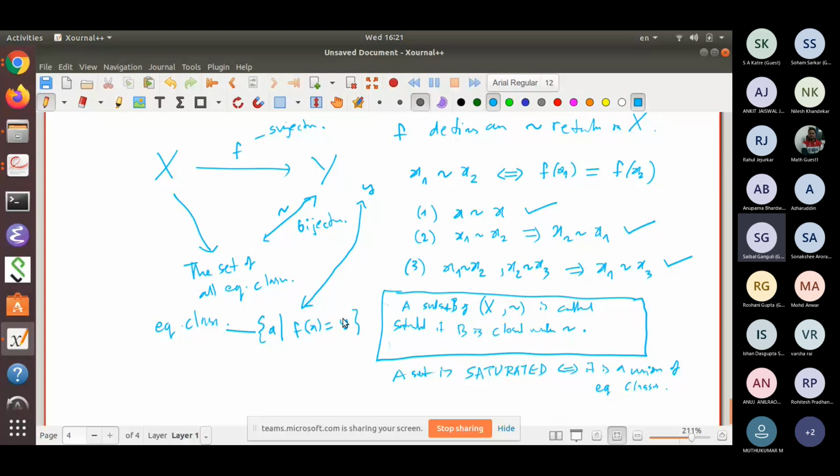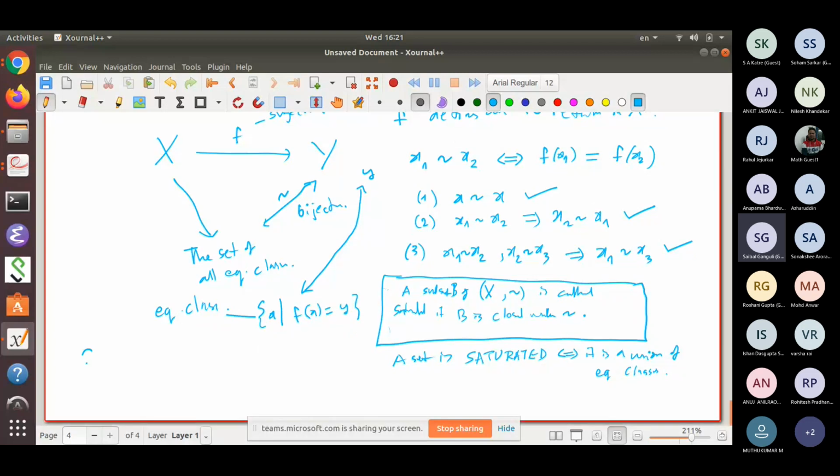Okay. So suppose G is a group and H is a subgroup. And the equivalence relation is g1 is equivalent to g2 if g1 times h equals g2 for some h belonging to H. Then the equivalence classes are the cosets.